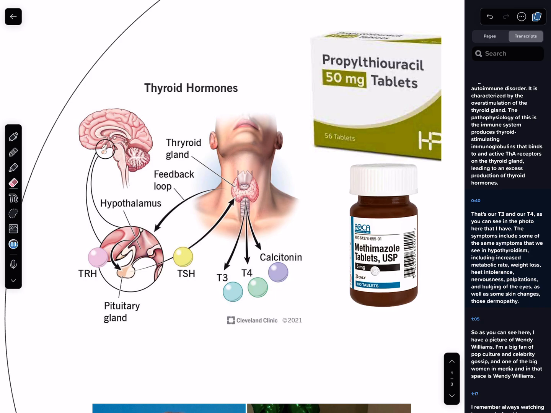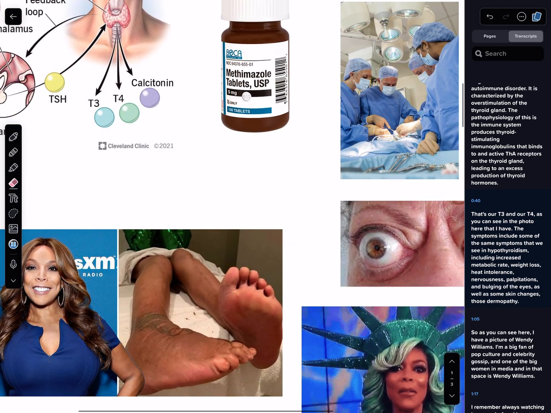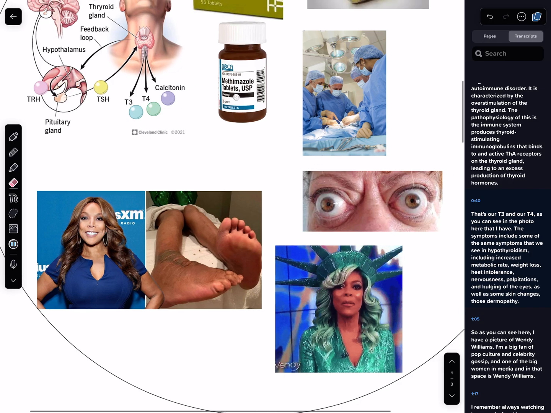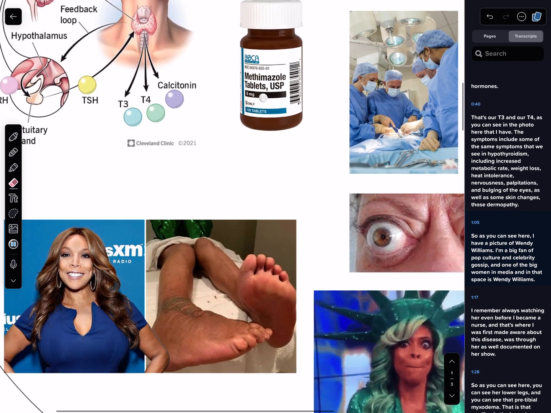The symptoms include some of the same symptoms that we see in hyperthyroidism, including increased metabolic rate, weight loss, heat intolerance, nervousness, palpitations, and bulging of the eyes, as well as some skin changes, dermopathy.